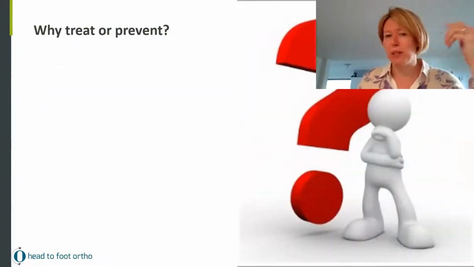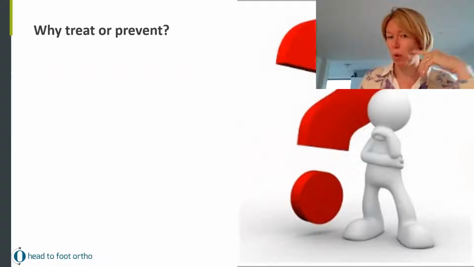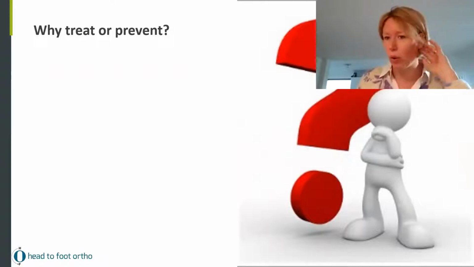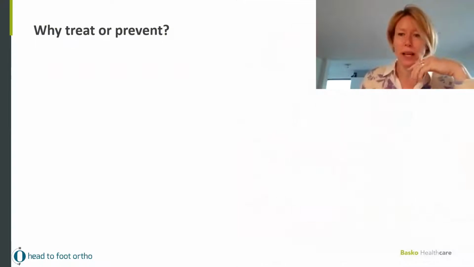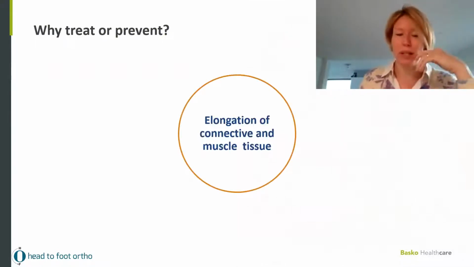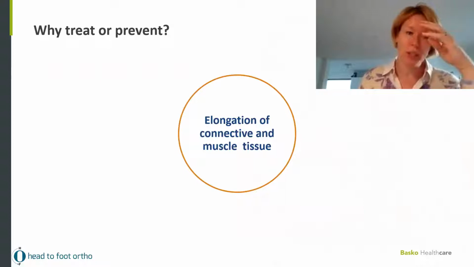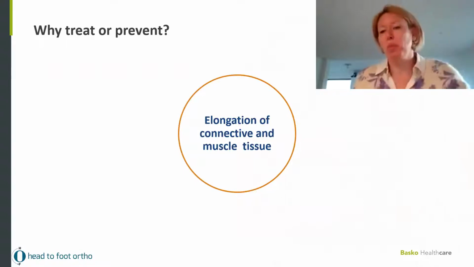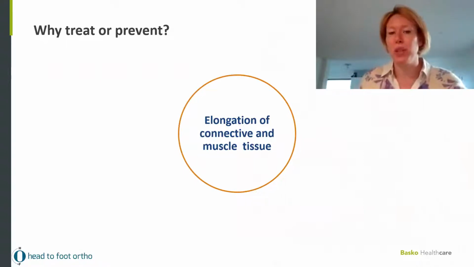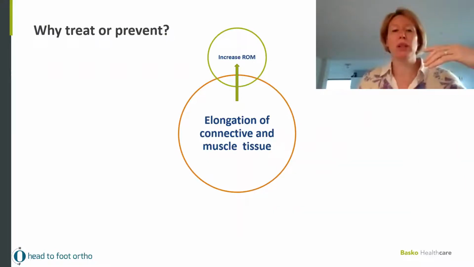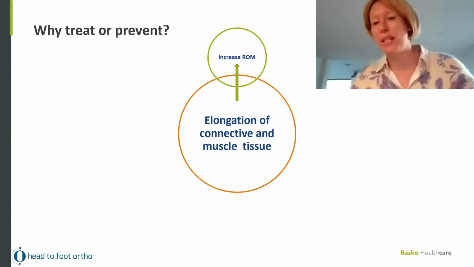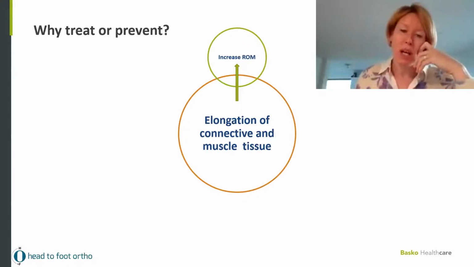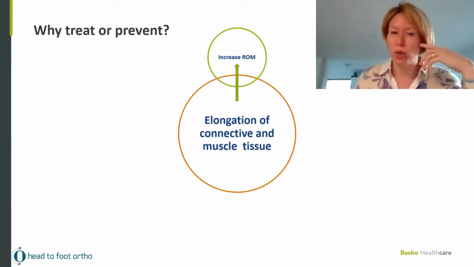The first question we should ask ourselves is, why should we treat, or why should we prevent contractures? That's a very important thing before we start treating contractures. So the first thing we can say is, yes, we need an elongation of connective tissue because I want an increase of range of motion. But why is it always needed? And in what cases should we do it?